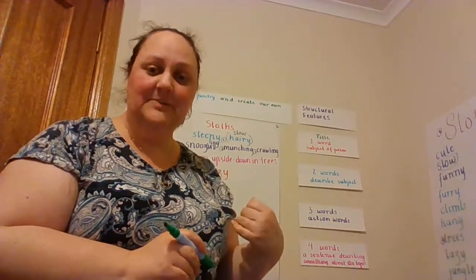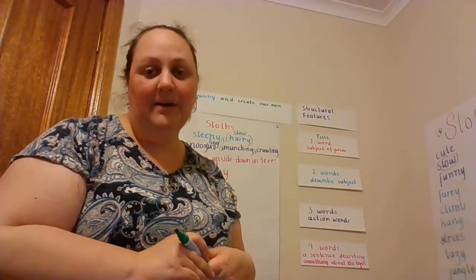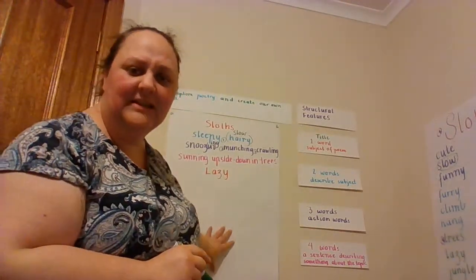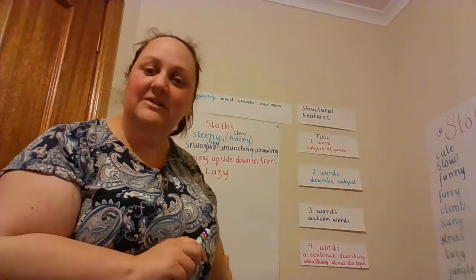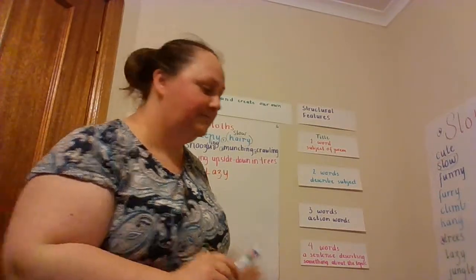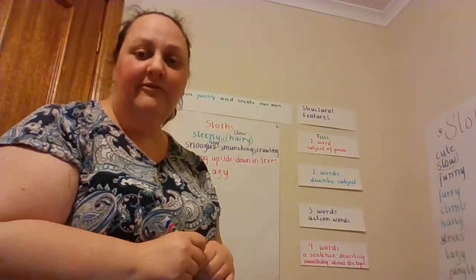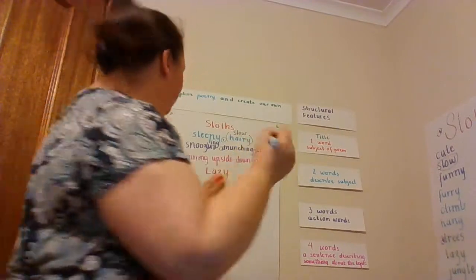So if this was me, I'm going to show you how I would publish. I wouldn't publish it like this. If this was me, I might make a sloth-shaped poster. So I could use curly writing or fancy writing for my heading.